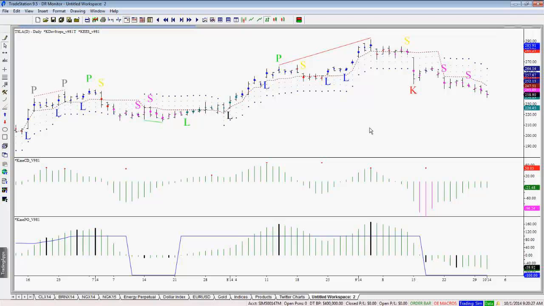So what we're going to look at here, one of the things that I really like, and this is the technique that I use generally for investment type purposes. And when I say investment, it's really something that I'm going to hold for, hopefully, a few weeks, if not a few months.